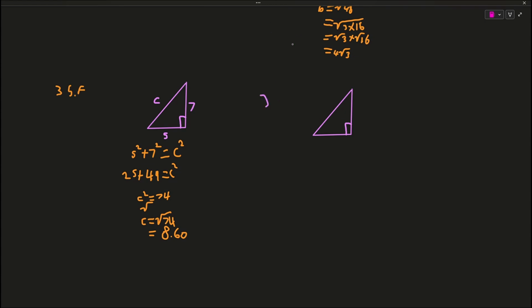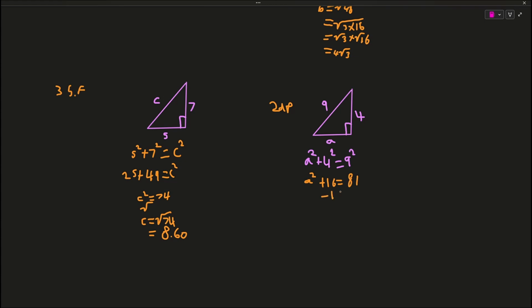We're going to do this one to 2 decimal places. We have a hypotenuse, which is 9. We have a side, which is 4, and we have an unknown, which we're going to label a. So that means we've got a squared plus 4 squared is equal to 9 squared. So a squared plus 16 is equal to 81.